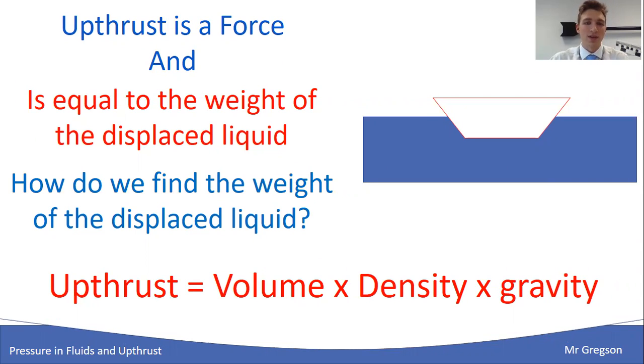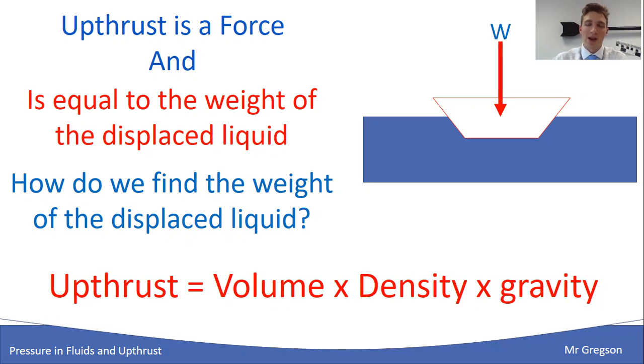So how do we find that? We do volume times density times gravity. We know that weight is mass times gravity, and we can find the mass using the equation mass is equal to volume times density. So we sub that in, and then upthrust is equal to the weight of the displaced liquid, which is volume times density times gravity. So make a note of that.